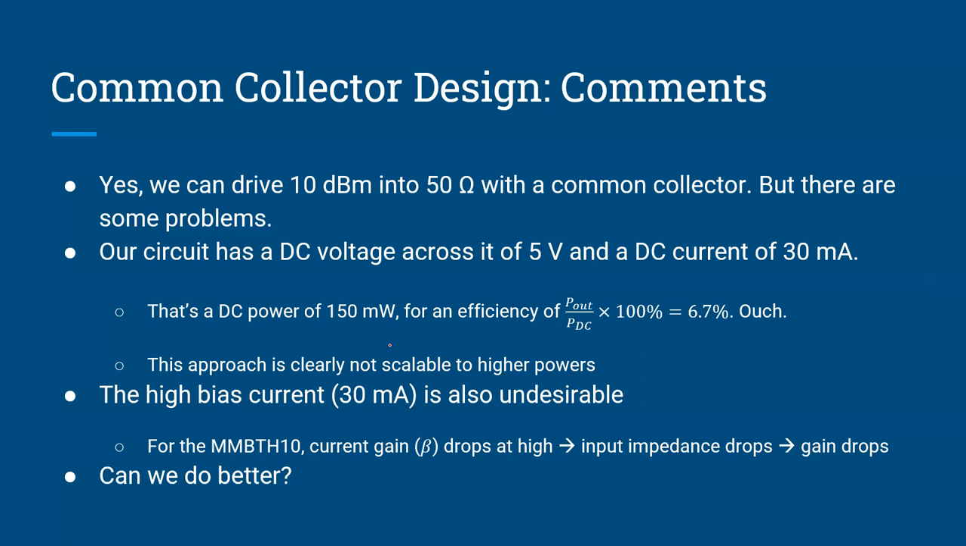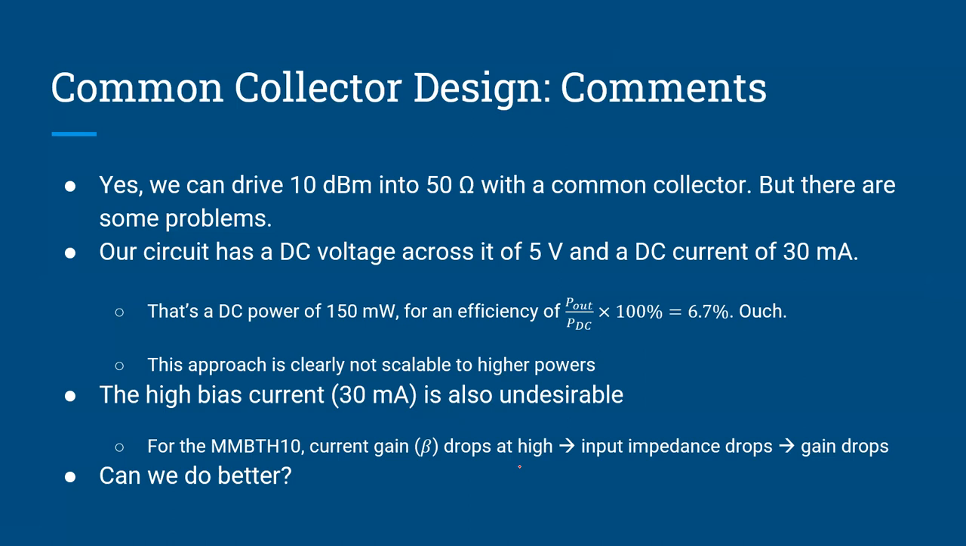So basically, just increasing the bias current is not what we want to do. There's other things that happen at high bias currents. For this particular transistor, the MMBTH10, the current gain of the transistor, which is beta, tends to drop off as you get to higher and higher currents. That means your input impedance will drop, and that'll decrease the gain of the overall system. And that's no good. It also tends to decrease gain at higher frequencies. So basically the performance of the circuit as frequency increases will get worse and worse.